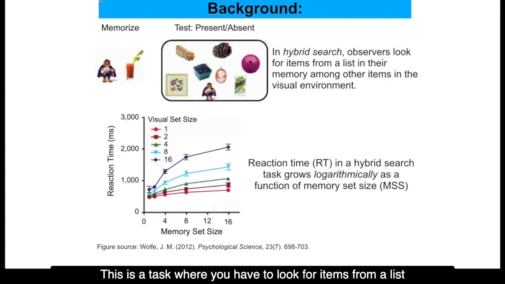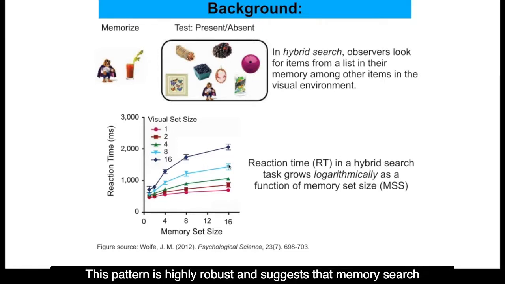This is a task where you have to look for items from a list in your memory among other items in the visual environment. So, for example, I can ask you to memorize these two items, or maybe four of them, or 16, or 100, and so on, and then to find any of them in a visual set. And what we know about performance in such a task is that the reaction time typically grows logarithmically as a function of memory set size.